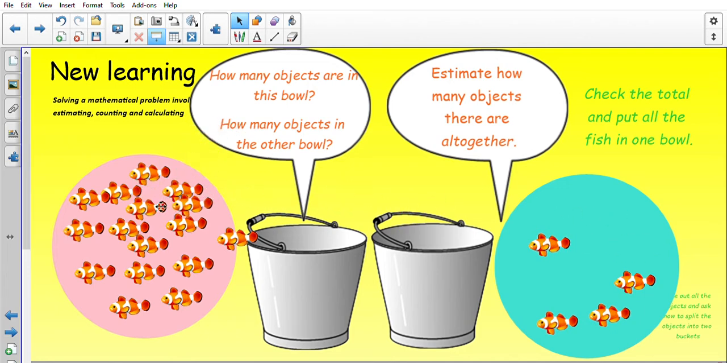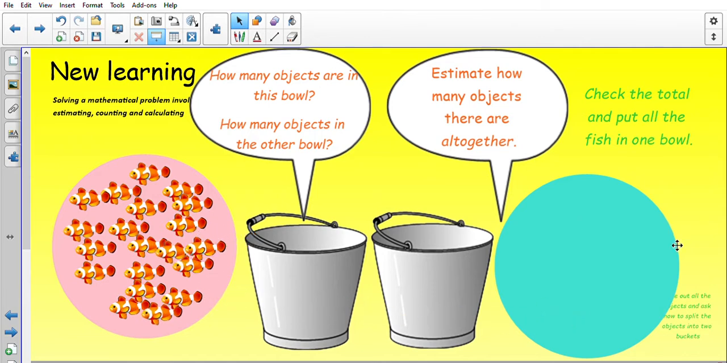Have you guessed? Had a good estimate. Remember, an estimate is a sensible guess. We're not going to go from 10 in one and 10 in the other to 100, are we? I wonder what number there is. Oh, look at them all in there. How many do you think there are altogether?